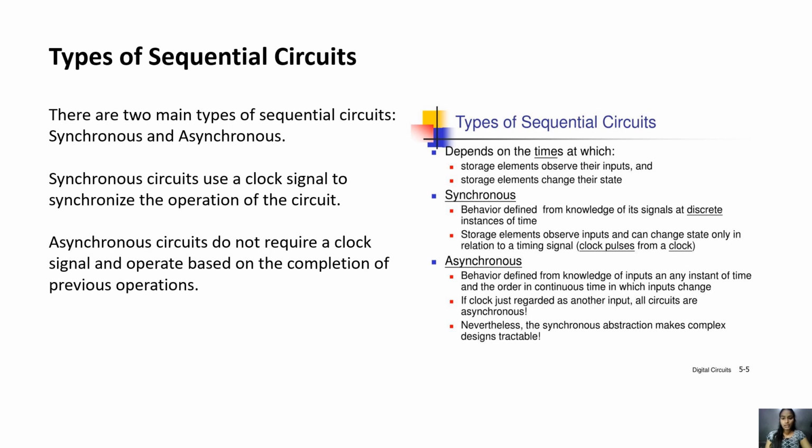Synchronous behavior is defined from knowledge of its signals at discrete instances of time. Storage elements observe inputs and can change state only in relation to a time signal, clock pulses from a clock. Asynchronous behavior is defined from knowledge of inputs at any instant of time and the order in continuous time in which inputs change. If the clock is just regarded as another input, all circuits are asynchronous. Nevertheless, the synchronous abstraction makes complex design tractable.